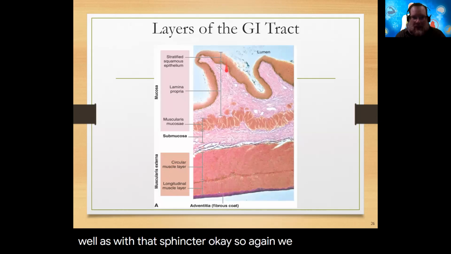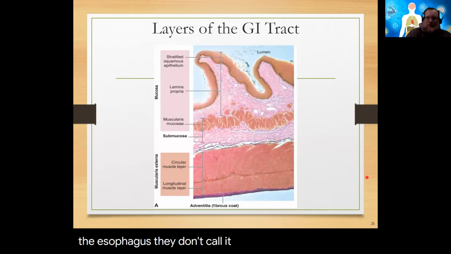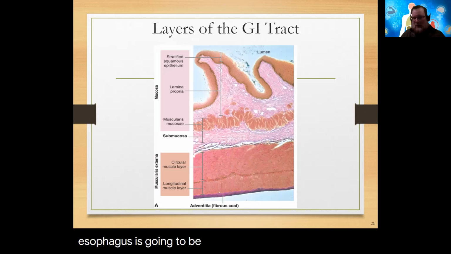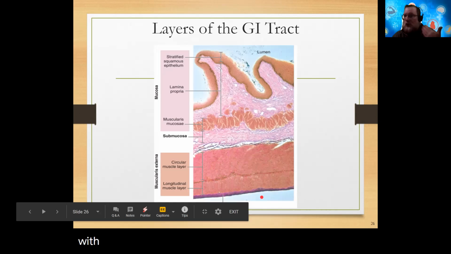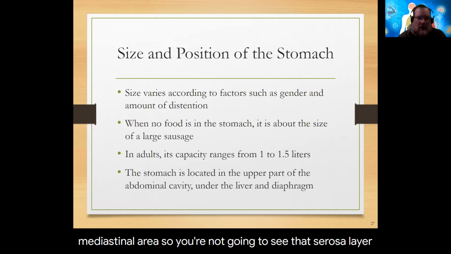Okay, so again, we do see that stratified squamous epithelium. And this is all the mucosal layers. This is all epithelium. Then we get into the submucosal and then the muscular layer. And then for the esophagus, they don't call the outer layer the serous. Remember, we had mucosal, submucosal, muscular, and then serous. That was primarily for the lower GI tract. So the esophagus is going to be surrounded with what they call adventitia as opposed to serous. It's more fibrous. It's more tough. We're able to keep the esophagus more stationary. So this fibrous coat is what's going to be connected with the trachea and some of the other tissue in that mediastinal area. So you're not going to see that serosa layer around the esophagus.